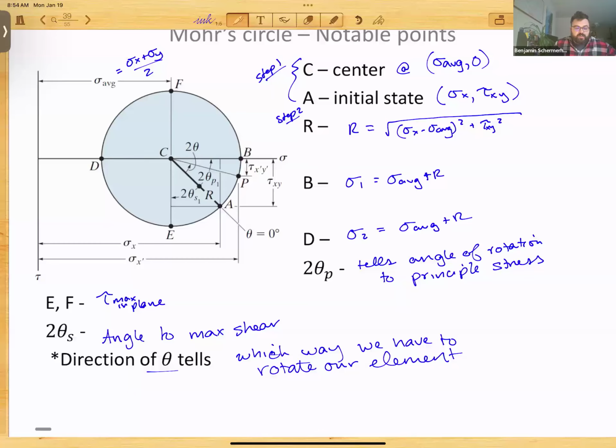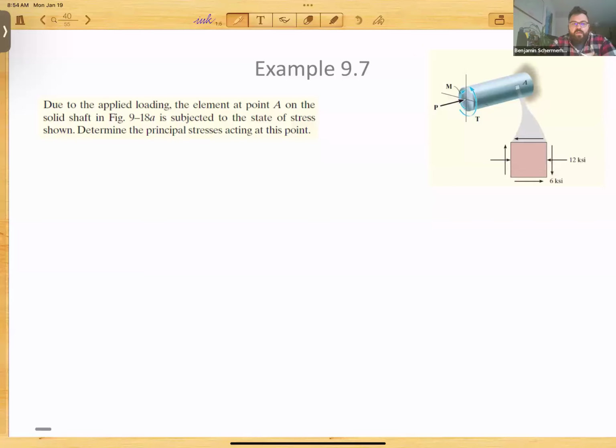I've got 2 examples for us to look at, and that's going to be it for this video. So let's jump into our first one. This is example 9.7. Due to the applied loading, the element at point A on the solid shaft is subjected to the state of stress as shown. We want to determine the principal stresses acting on that point.